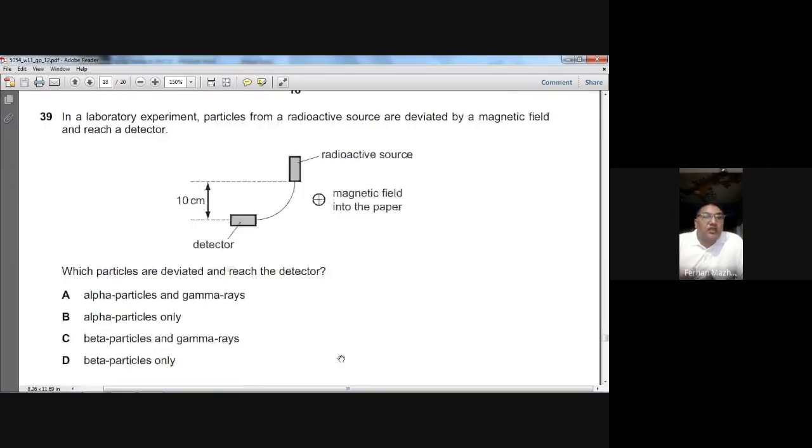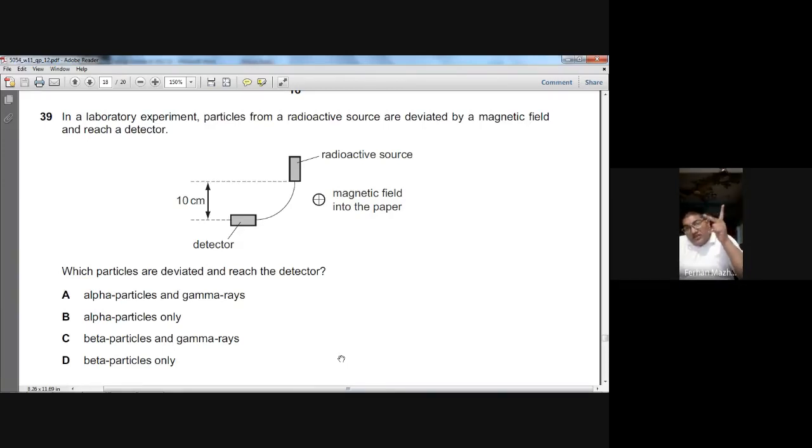Okay. Question number 39 is on your screen. In a laboratory experiment, particles from a radioactive source are deviated by a magnetic field and reach a detector. Which particles are deviated and reached by the detector? Okay, so here we are talking about a magnetic field and charged particles, and they are deflected. I can apply the left hand rule. Okay, so your left hand, this is my left hand, please.